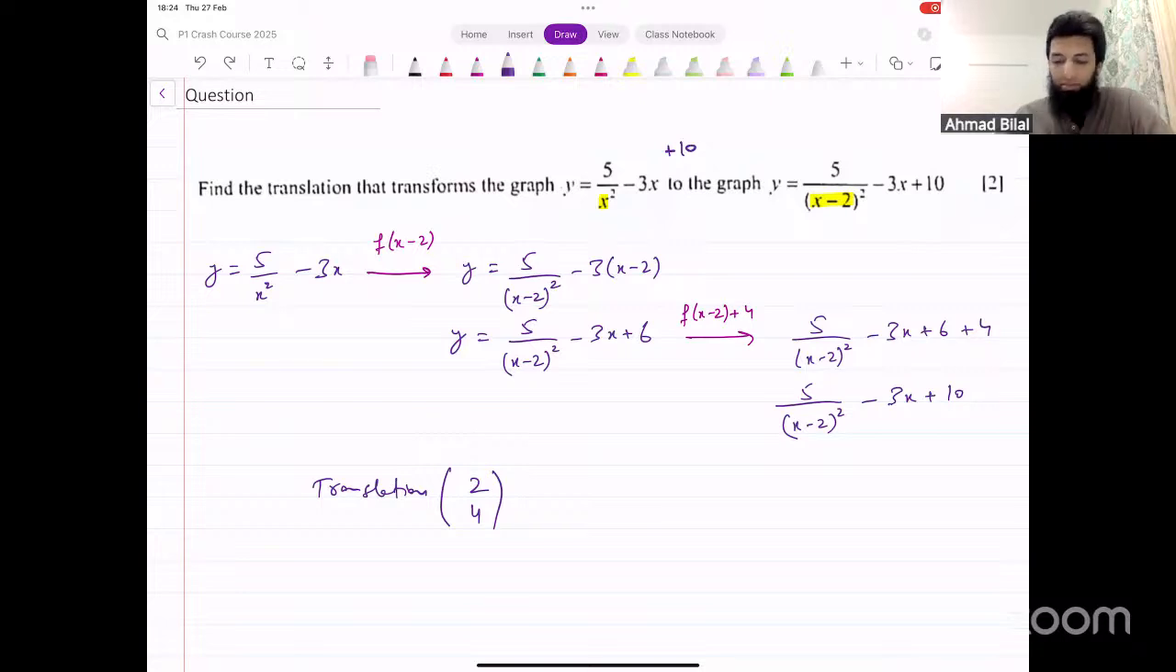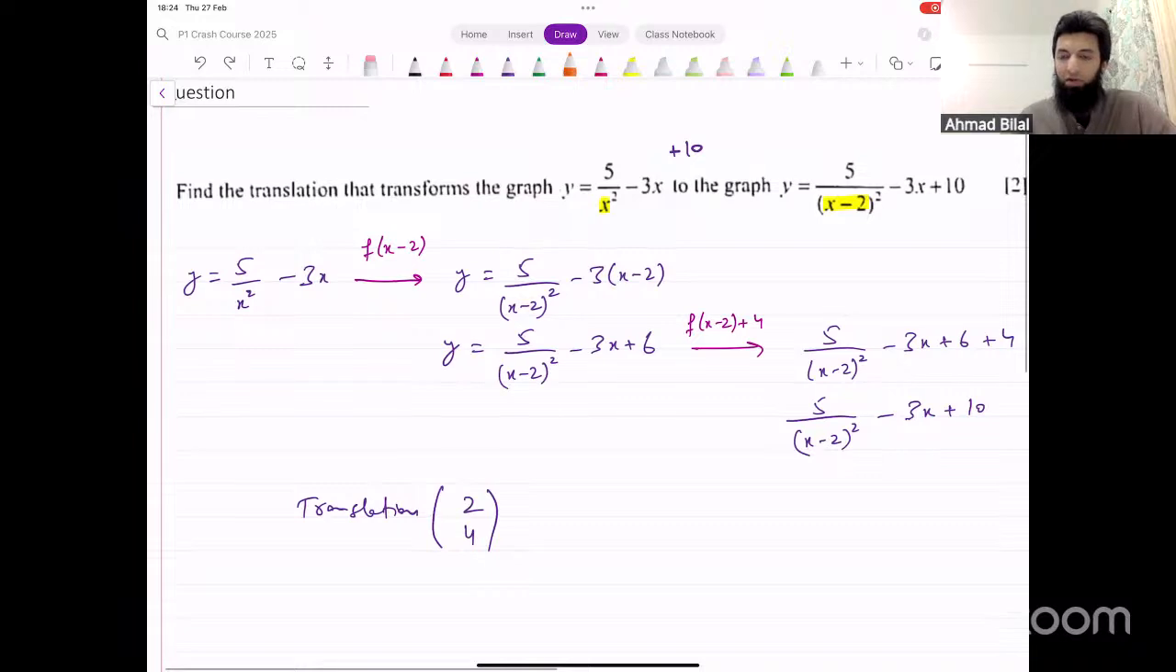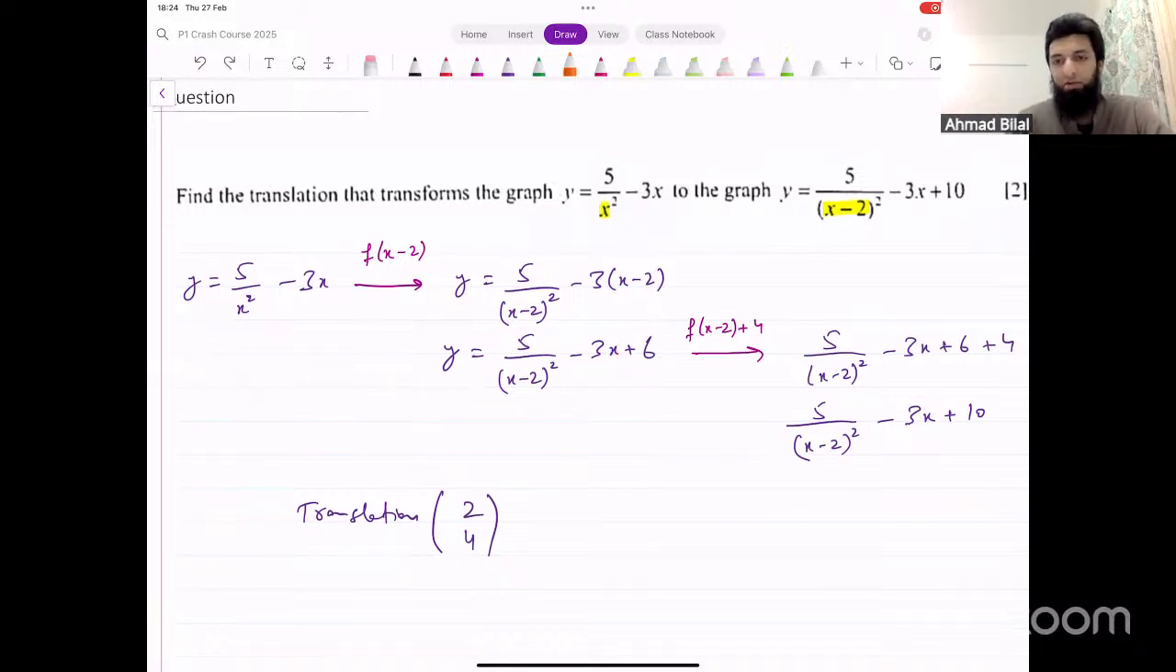So if you can figure out one transformation and you're sure about that, first you should apply that and see what more you have to do after that to get to the final result. So we figured out the horizontal transformation first. We applied that first, and then we saw, okay, we have to go from 6 to 10 now. So we just have to add 4 more, not 10, because 6 is already there after that horizontal transformation.